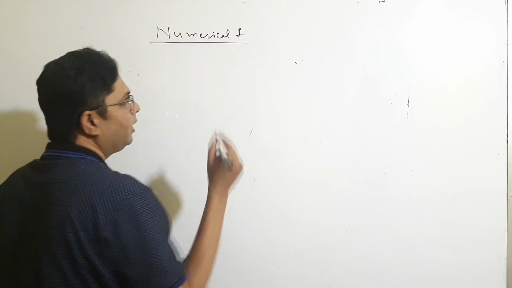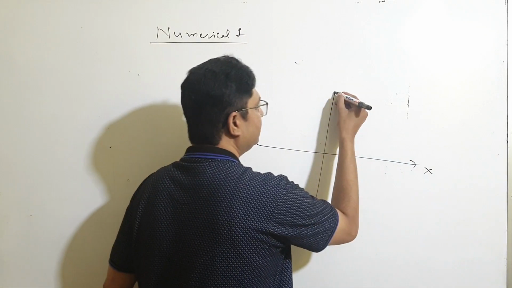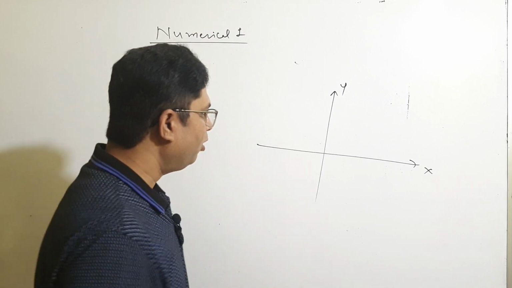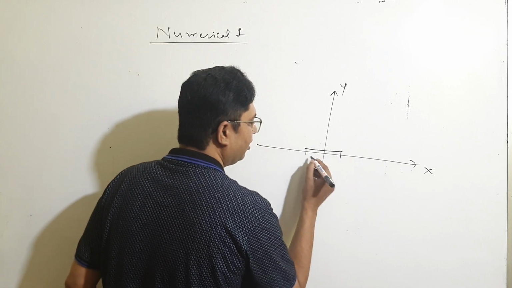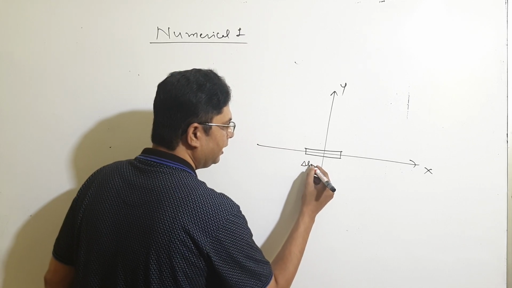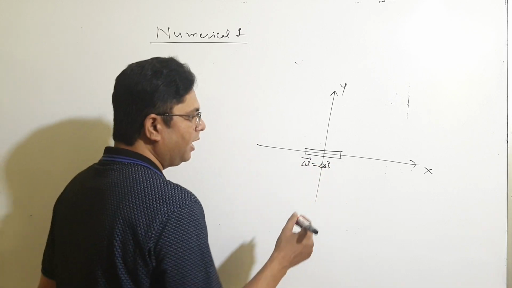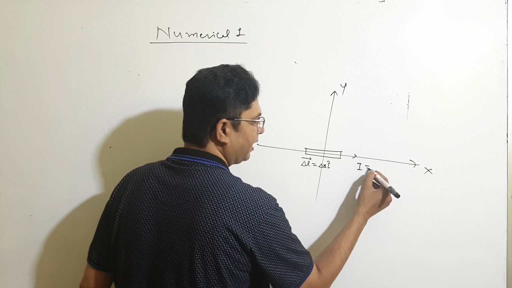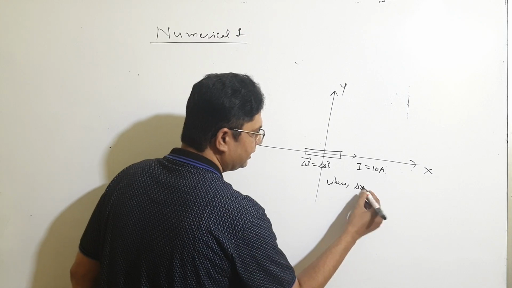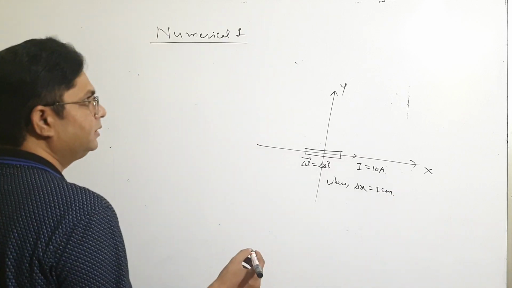Numerical number 1. In this first numerical, I am taking an axis. This is the x-axis, this is the y-axis. Let us have a wire of elementary length on the origin. This wire is of length dl, and dl equals delta x i cap. This is the vector delta l. And current is moving towards the x-axis, I, whose magnitude is 10 ampere, where delta x, that is the length from this end to this end, is equal to 1 centimeter.